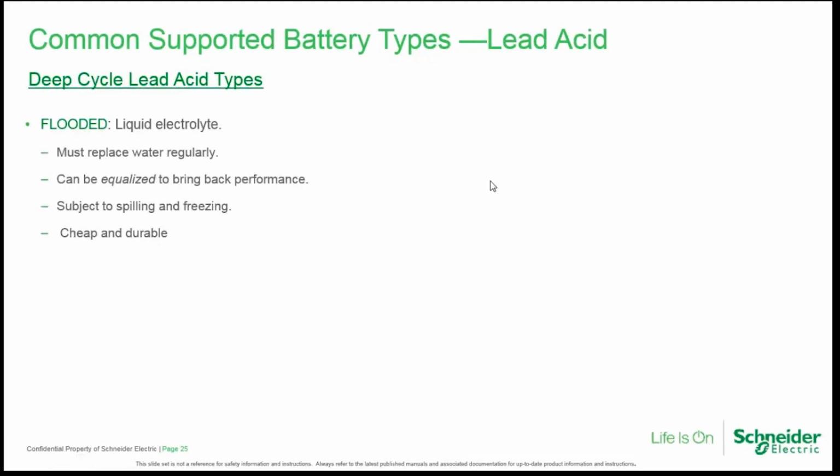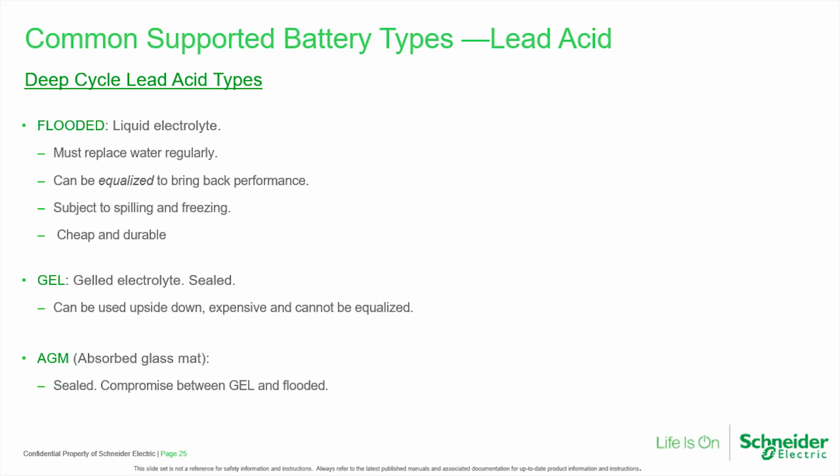Amongst those types, the flooded was the first common type. It uses liquid electrolyte, distilled water, but you've got to replace that water regularly. You can do this little thing called equalization sometimes to perk up the performance again, but they're subject to spilling and freezing, but hey, they're cheap and durable. There's a gel battery, which was the first type of sealed lead acid battery. You could use them upside down, but they were expensive and you couldn't equalize them, and they were picky on how they were charged and discharged. The AGM, the absorbed glass mat battery, is really common these days. It uses solid electrolyte. It's kind of a compromise between these two.